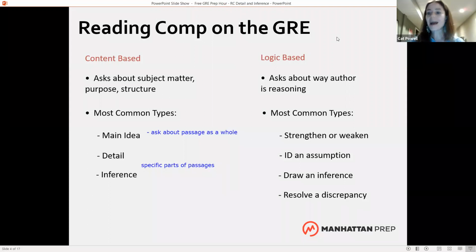Reading comp is about half of verbal. That's another useful thing to keep in mind. 10 out of 20 questions in each verbal section are going to be reading comp.